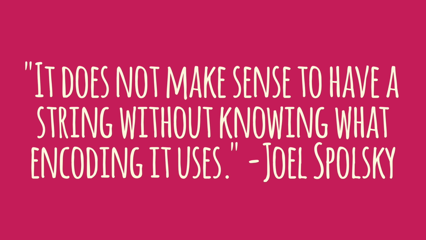I hope if you take one thing from this presentation, it is this quote. Joel Spolsky says, "It does not make sense to have a string without knowing what encoding it uses." I think as iOS and Swift developers, we have a certain level of abstraction, and we tend to think we're dealing with pure types. Like a string is just a string. You don't have to think about it too much. But as a matter of fact, encoding, as I said, is basically the contract for how that text is represented and stored. So it turns out encoding is really, really important.